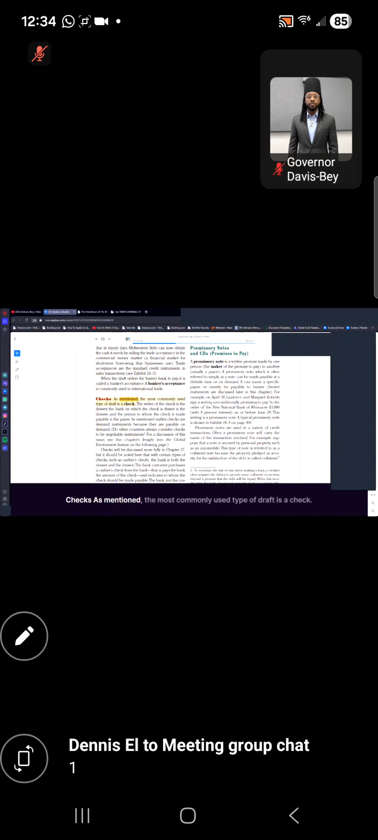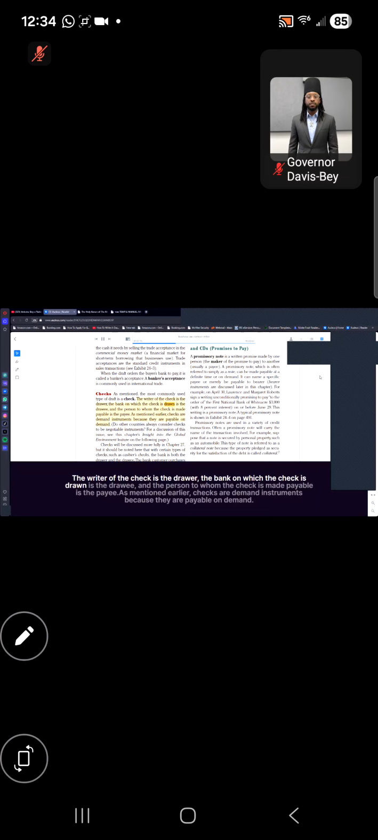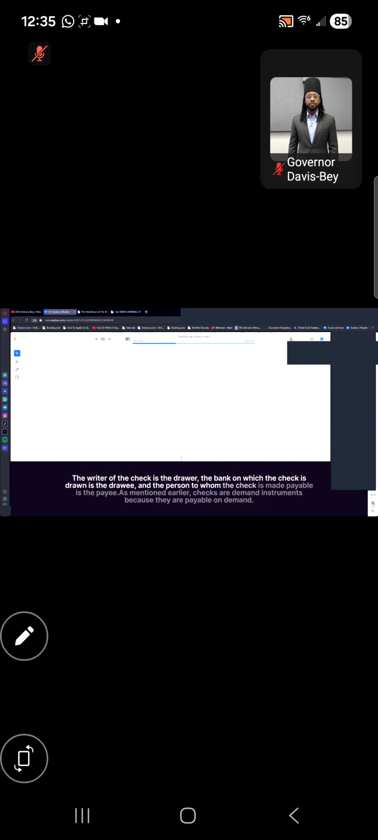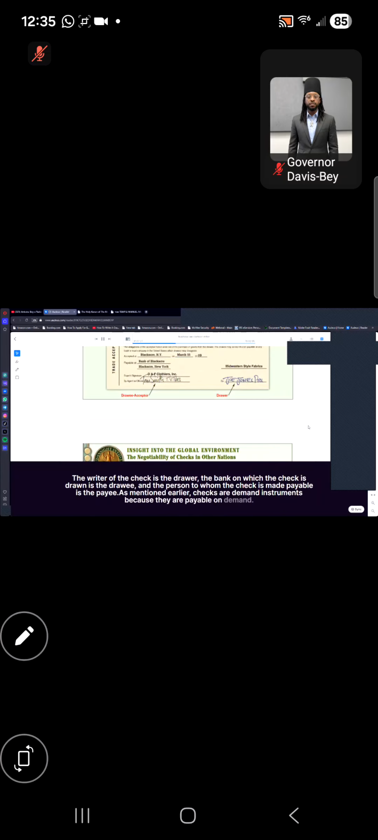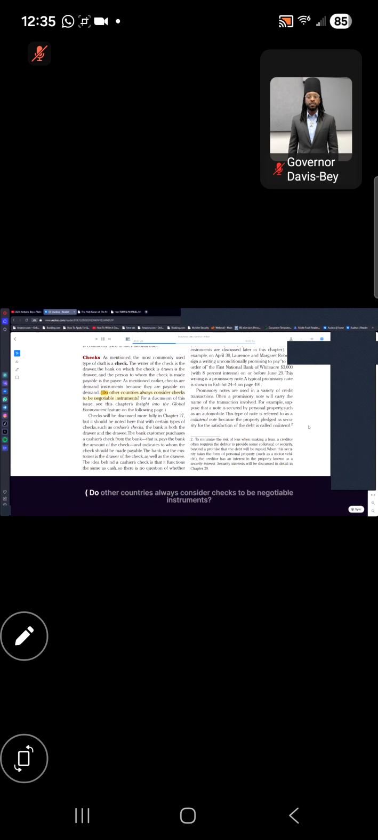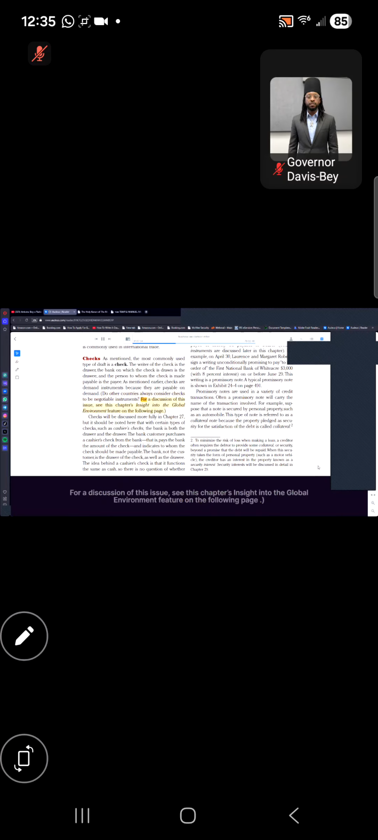Checks, as mentioned, the most commonly used type of draft is a check. The writer of the check is the drawer, the bank on which the check is drawn is the drawee, and the person to whom the check is made payable is the payee. As mentioned earlier, checks are demand instruments because they are payable on demand. Do other countries always consider checks to be negotiable instruments? For a discussion of this issue, see this chapter's Insight into the Global Environment feature on the following page.